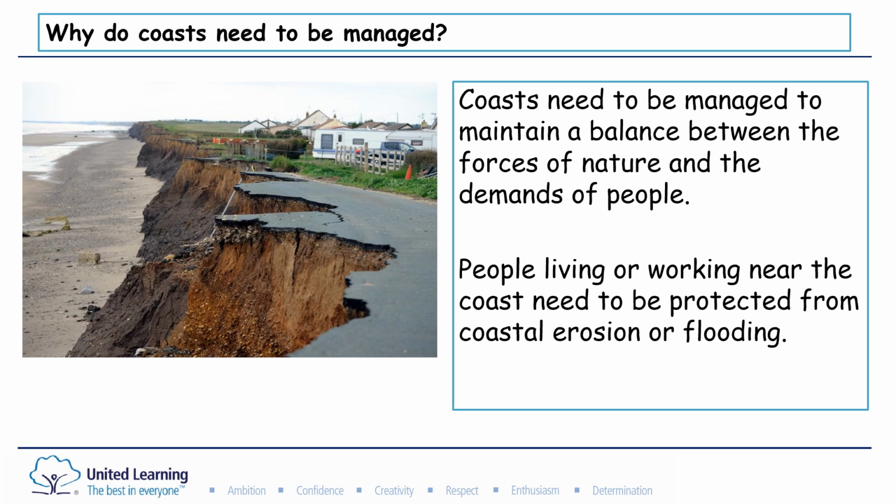Coasts need to be managed to maintain a balance between the forces of nature and the demands of people living by the coastline. People who live or work near the coast need to be protected from coastal erosion and or flooding in order to carry on with their lives, ensure they are safe, and ensure the economy of the area does not collapse. So, what are the options?